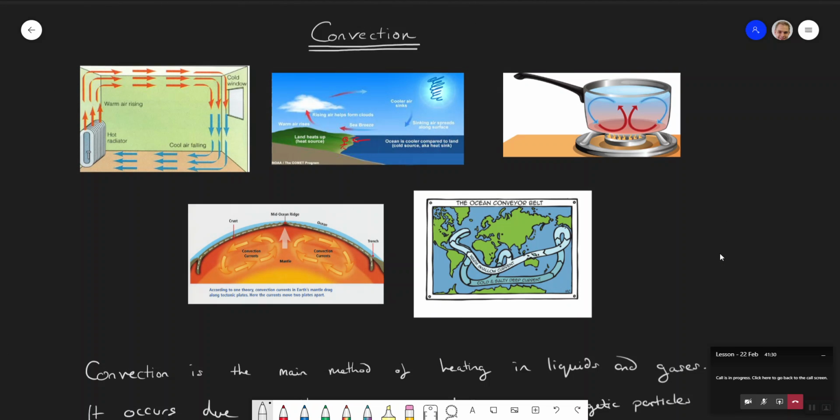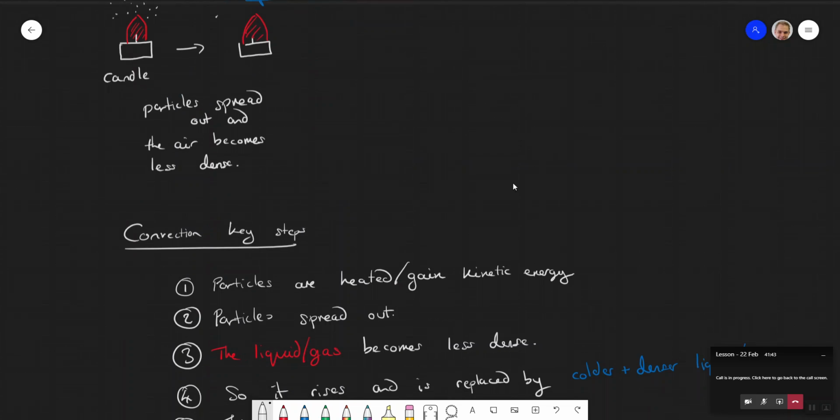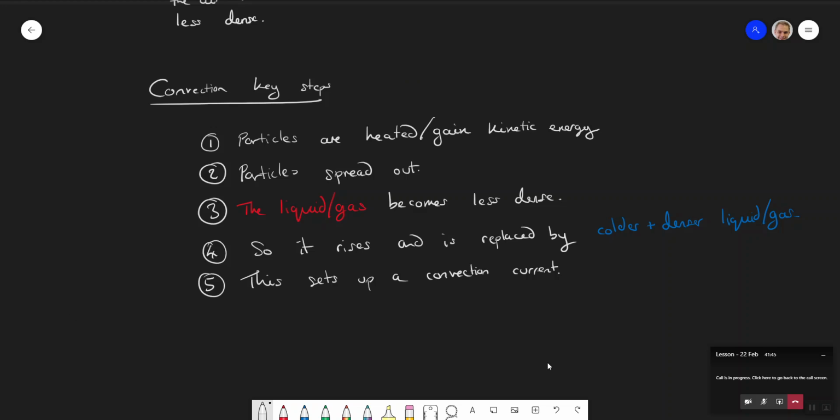And what I want you to do now is to watch the video, which takes you through a lot of demonstrations of convection currents being set up inside the lab, so you can get a sense of what is going on. But each single time, and I'll probably repeat it a lot in the video, these are the steps that are occurring.